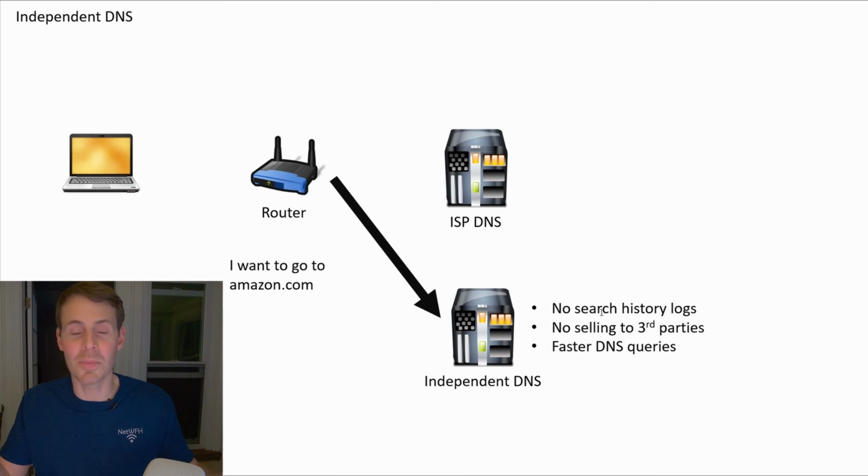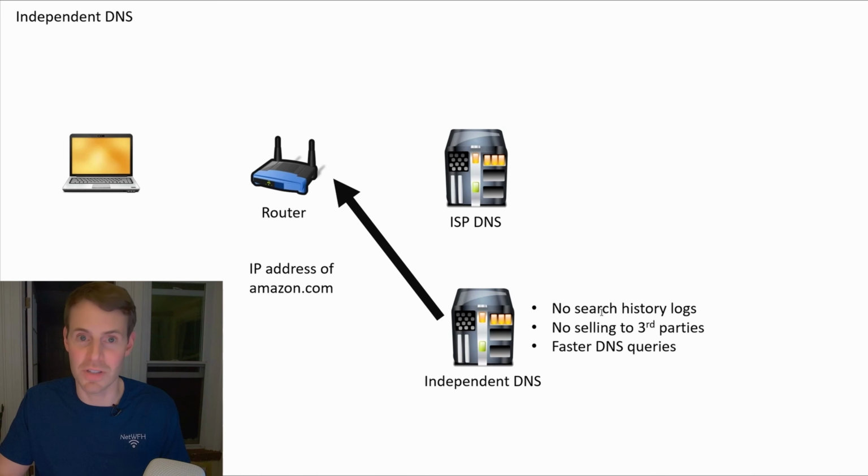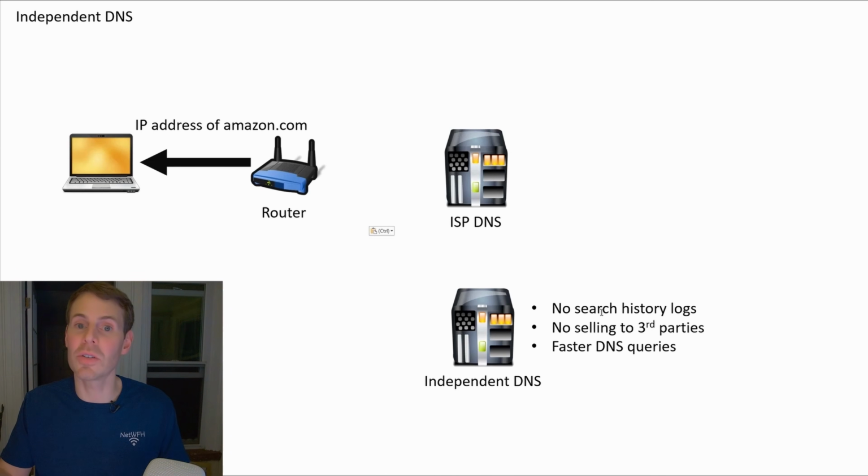So when you use an independent DNS server, the process is the same. You query this independent DNS server for the IP address of the website you want to go to. It looks up that IP address for you, returns it to your router, and then it gets returned to the device that requests that website. And much like before, your laptop will then take that IP address, send it out to the internet, and then it will get returned that website that it's looking to access. So the only thing that really changed here is now you're querying a different DNS server, but the rest of the process is entirely the same.